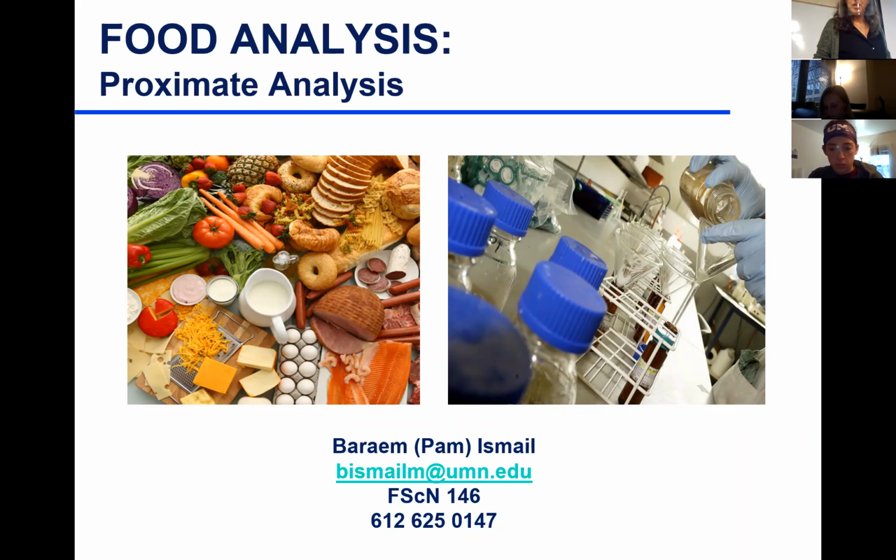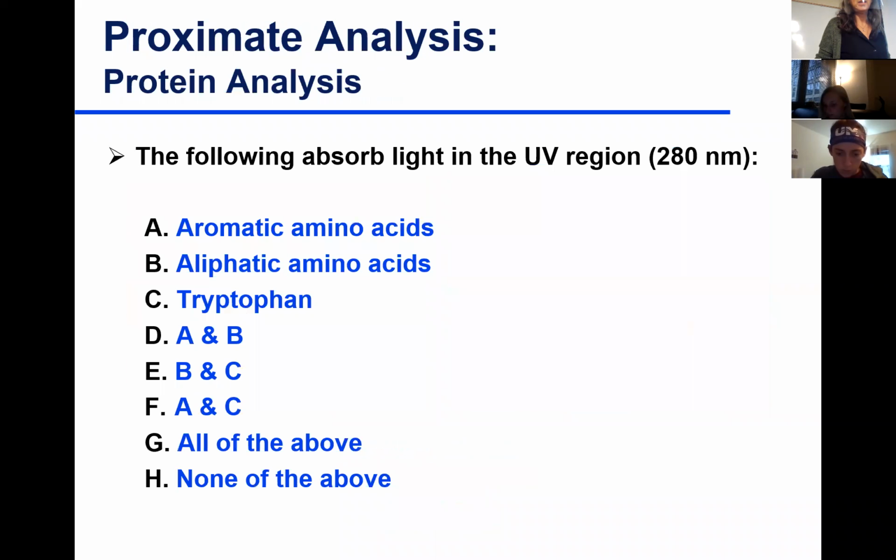Continuing with proximate analysis, and that is now protein analysis. There are a lot of methods for protein determination. Every method is based on quantitating a different component in proteins, or the analysis is based on a specific component or characteristic of the protein.